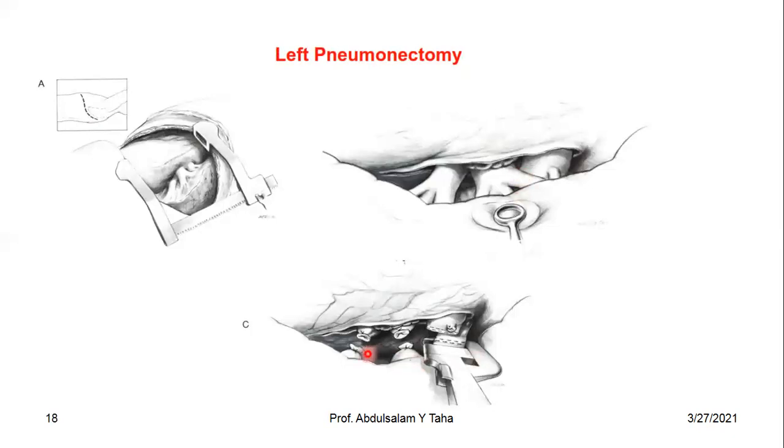Here, the superior and inferior pulmonary veins have been ligated and divided, and the left pulmonary artery has been stapled and divided, and the last structure is the left main stem bronchus to be stapled and divided.